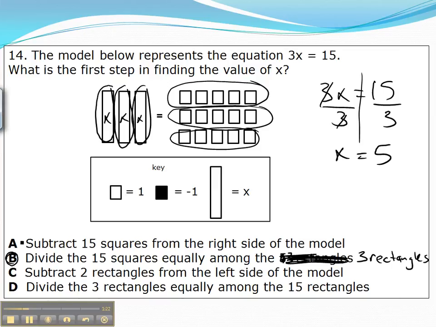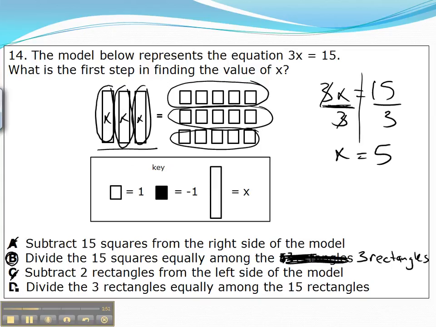The first answer choice, subtract 15 squares from the right side, that's not correct. We'd be working on the left side where the x is, and there's no addition operation there, so we don't need to undo it with subtraction. Answer choice C says subtract 2 rectangles from the left side of the model. Well, if we took away 2 rectangles from the left side of the model, we would be left with 1x, but there are no rectangles on the right side of the model to take away, so that wouldn't help us. So it's not answer choice C.